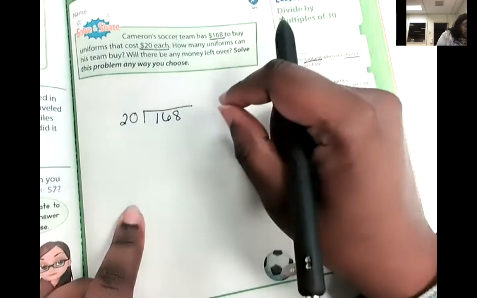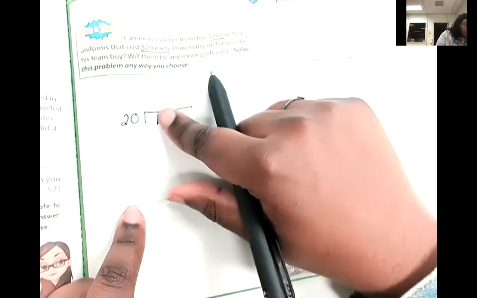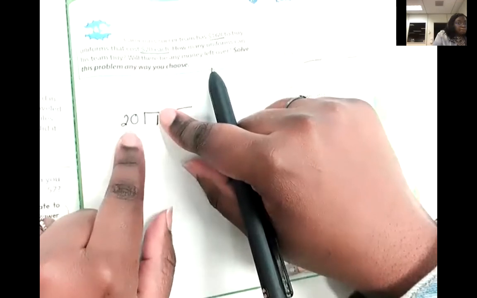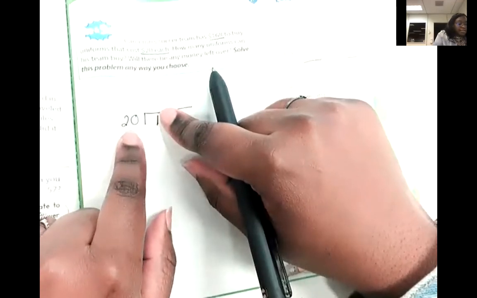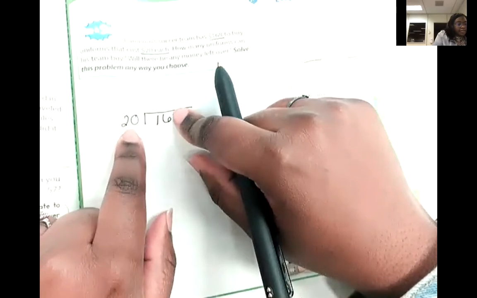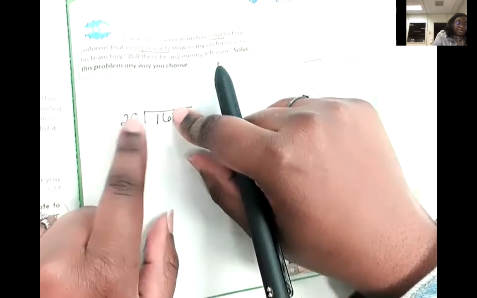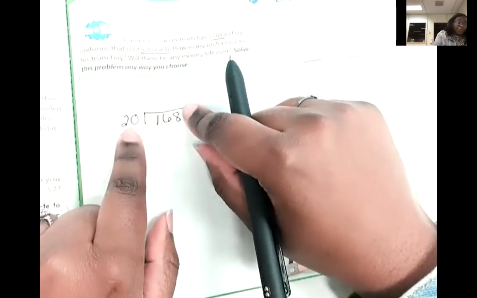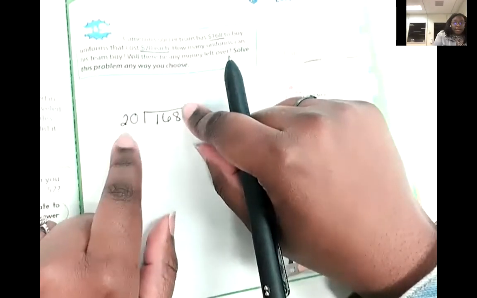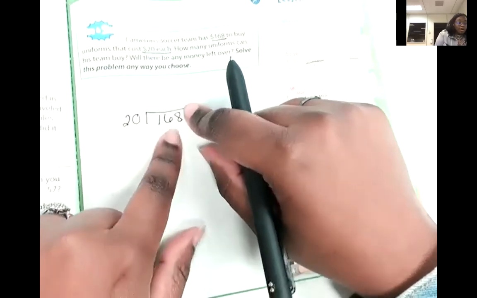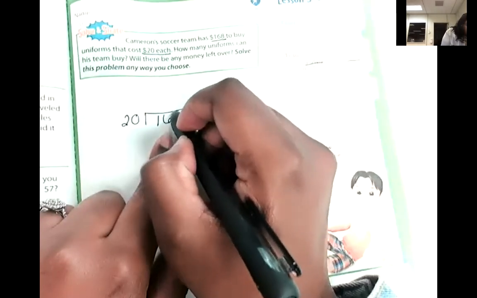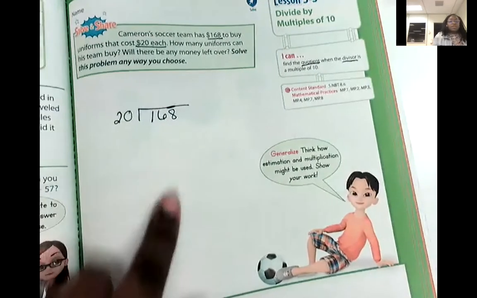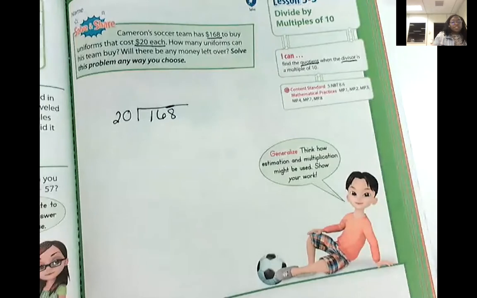So first we want to start off by seeing about, can we divide 1 by 20? No, we can't. Can we divide 16 by 20? No, we don't have enough. But we can divide 168 by 20, right? So I know my quotient is going to be right here. This is where I'm going to start my quotient, okay? So how many times can 20 go into 168?